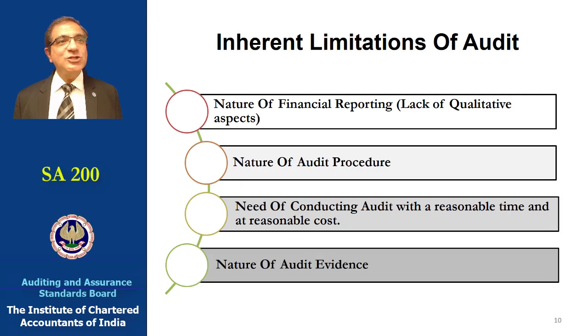Finally, of course, the nature of audit evidence. Audit evidence can be loose, audit evidence can be substandard, audit evidence can be great. Therefore, it is one of the limitations while carrying out the audit in terms of the adequacy of the evidence and the appropriateness of the evidence as well.